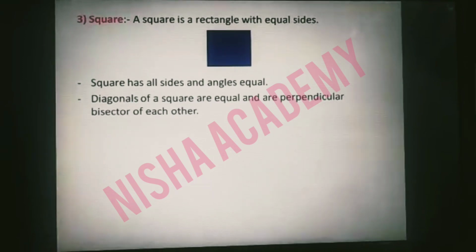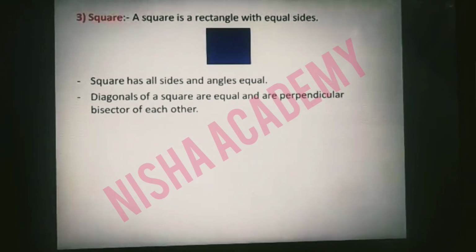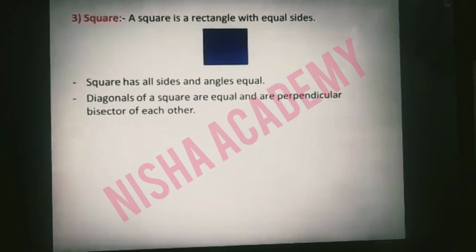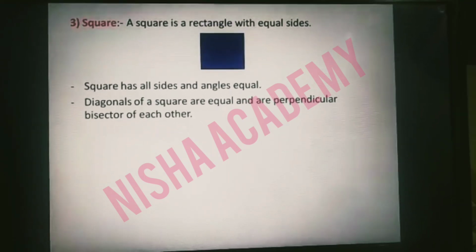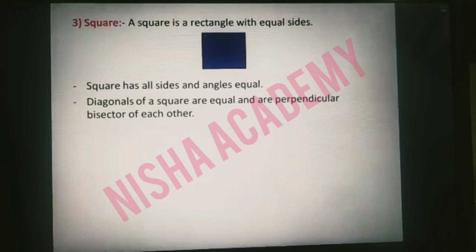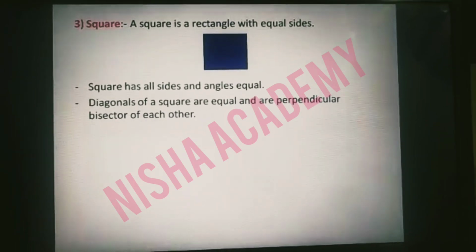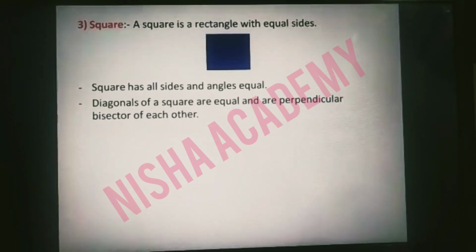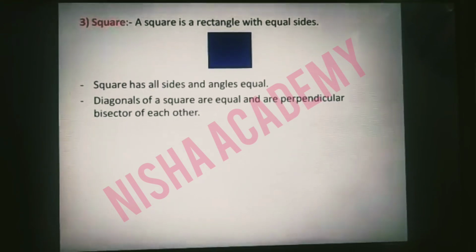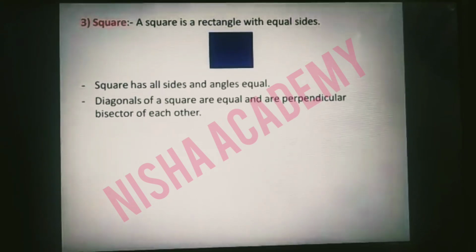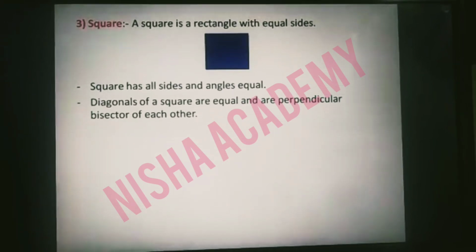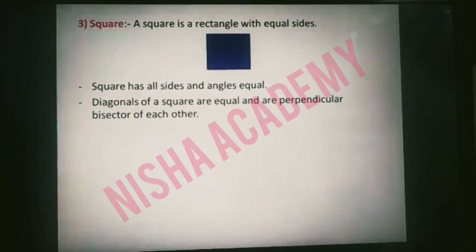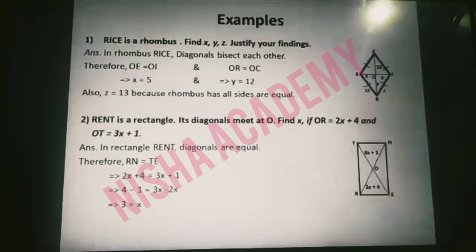Last one was the square. A square is a rectangle with equal sides. A square has all sides equal, all angles equal, its diagonals are also equal, and they cut each other. Diagonals are perpendicular bisectors of each other, meaning they cut each other at 90 degrees. So these were the three special parallelograms. Now we'll start with the sums.